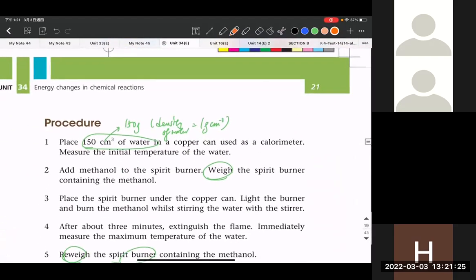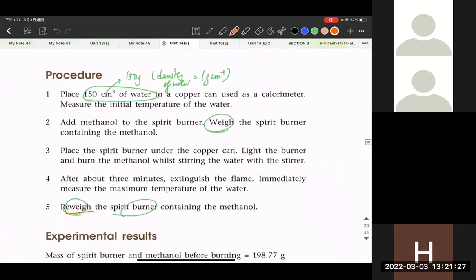Now you see that we weigh the burner, and then you place the spirit burner under the copper can. You're going to light the burner and burn the methanol, stir the water, and after about 3 minutes, put off the fire and immediately measure the maximum temperature of the water. Now that's the procedure, right?